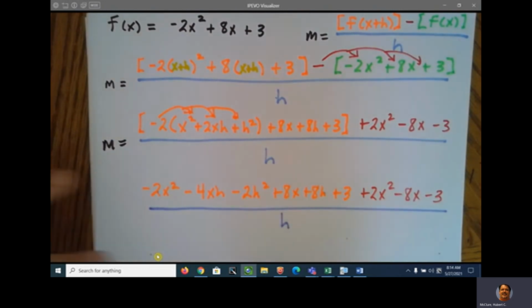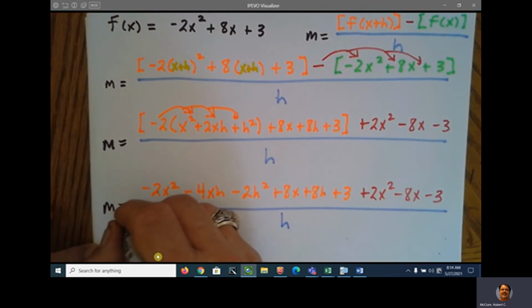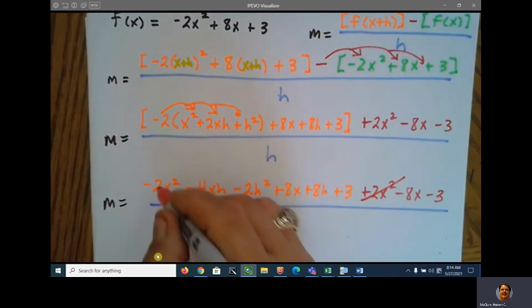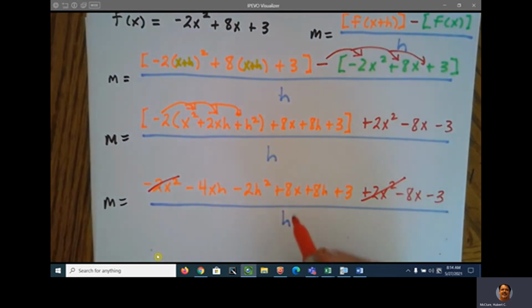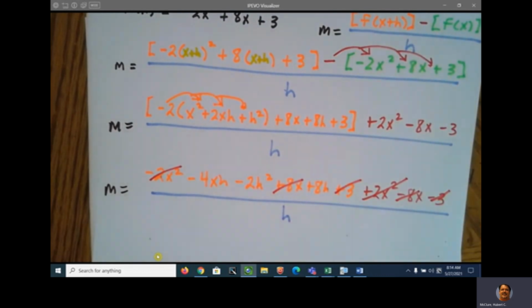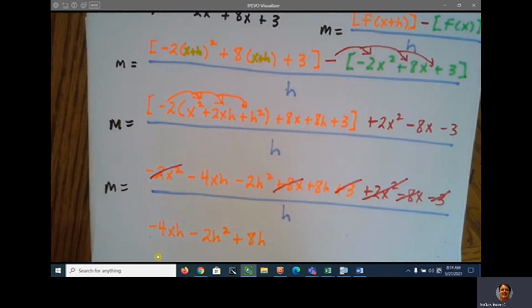And this is where your canceling is going to happen. So let's get our red pen out and let's see what cancels. We've got a 2x squared anywhere. Yep, there's one. Positive and negative goes out. 8x, positive, negative goes out. And 3 goes out. And that's going to leave us with negative 4xh minus 2h squared plus 8h all over h.